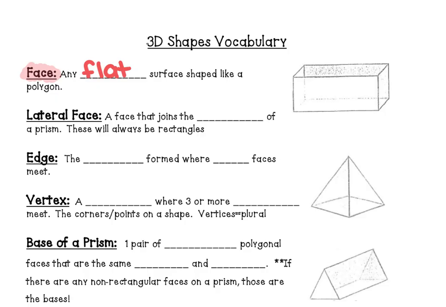And if I'm talking about faces, it's all of these flat pieces, all of the 2D shapes that make up a 3D shape. So let's shade in this front face here. This is a face of a 3D shape.